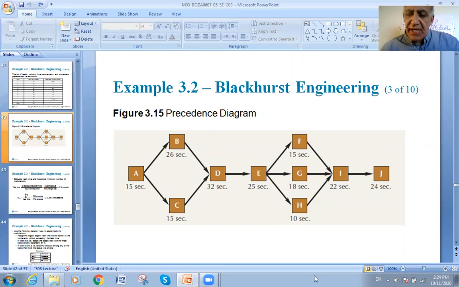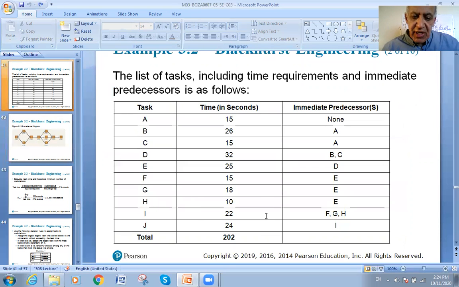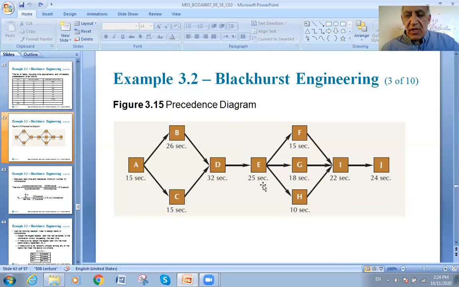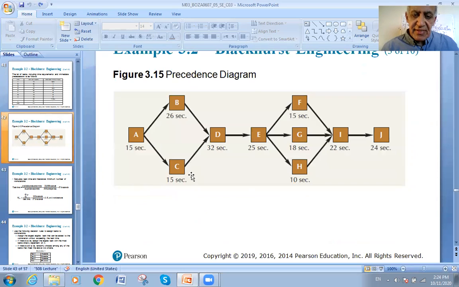Then stage I. Stage I will cost 22 seconds. But the stages which are before this are F and G and H. As an example, if you are making a shirt, this is the sleeve, this is the back of the shirt, this is the front of the shirt. They all will go together to one place, which will stitch them all together, so this stage is called I. Stage I is 22 seconds, preceded by F and G and H.